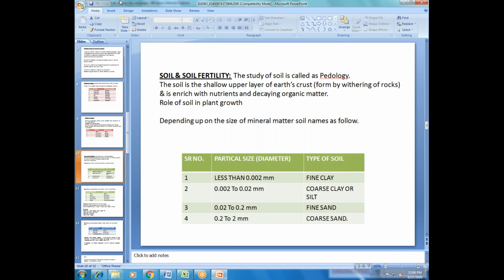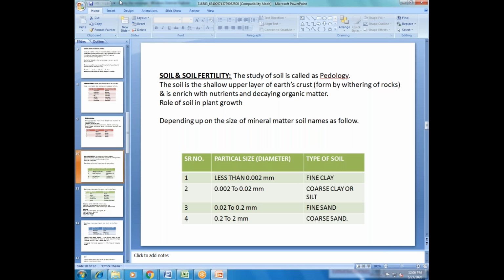Depending on the size of the mineral matter of the soil, it is classified into four: fine clay, coarse clay, fine sand, and coarse sand. Fine clay is less than 0.002 millimeter, and it is the clay where you make pottery. It holds a large amount of water. When it holds that much water, few plants can grow because they undergo decay.